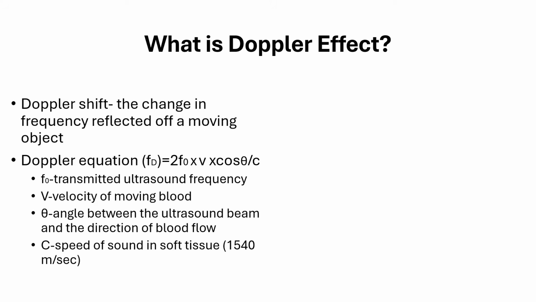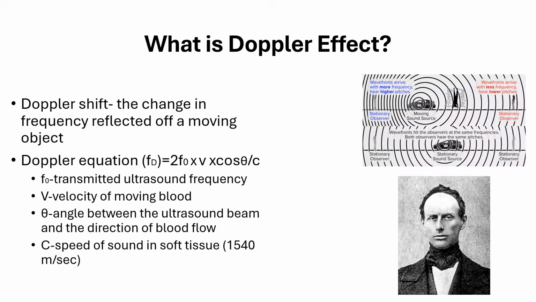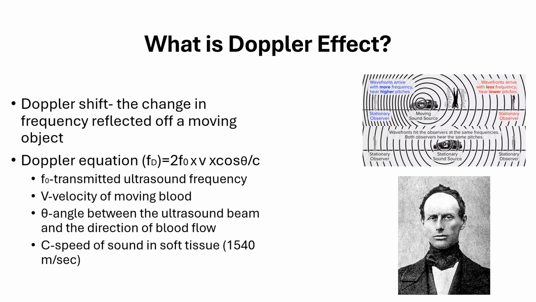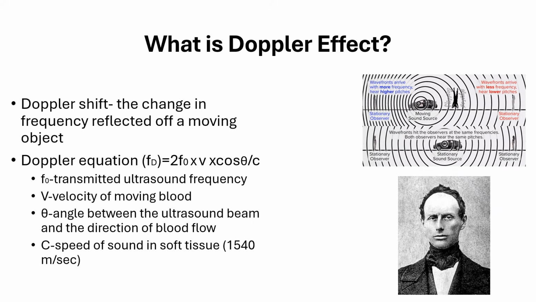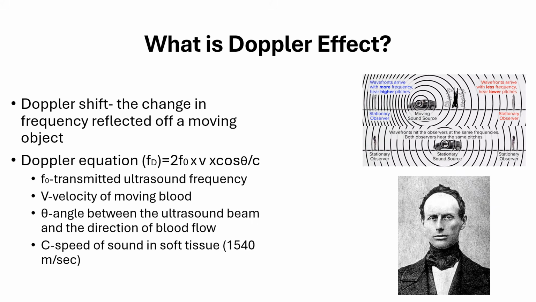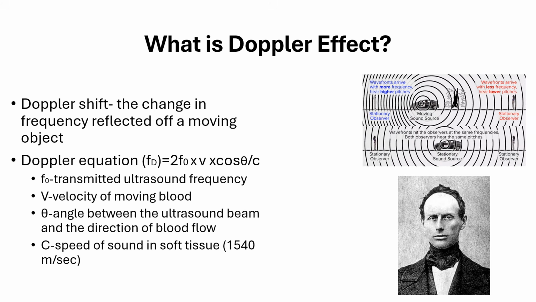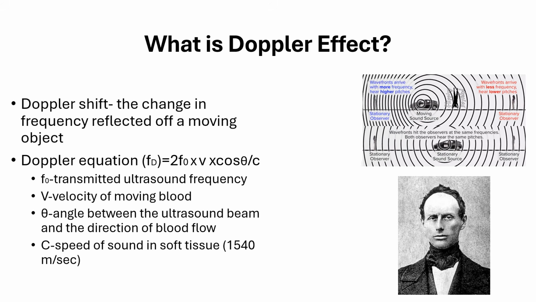Next, let's discuss a Doppler effect or Doppler shift. It was named after famous Austrian physicist Christian Doppler. Doppler shift is a change of frequency reflected off a moving object. Imagine an ambulance either approaching or moving away from an observer. There will be a positive Doppler shift when the ambulance is approaching an observer, and there will be a negative Doppler shift when the ambulance is moving away from an observer.